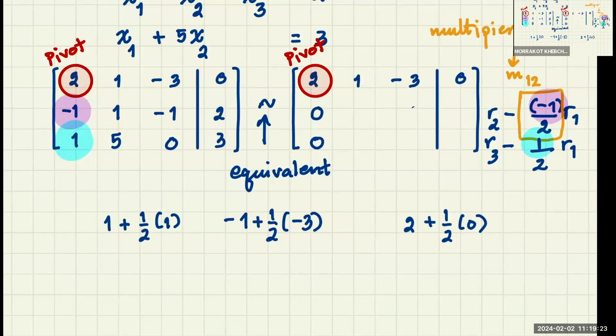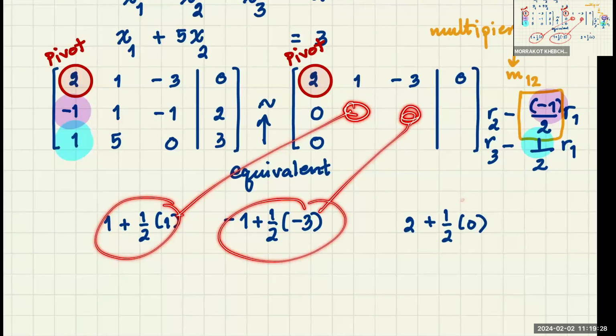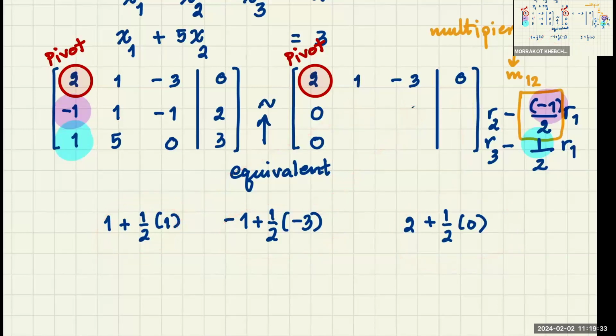For this one, we will take 1 plus 1 over 2 times 1, and then we will get 3 over 2. 1 minus 3 over 2 is -5 over 2. And this is 2.